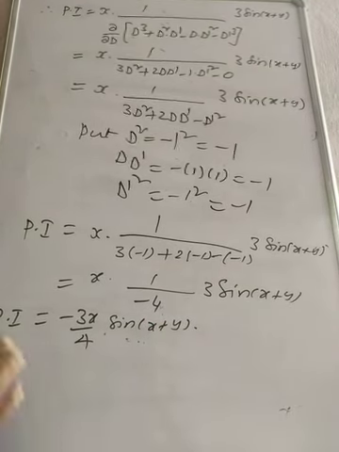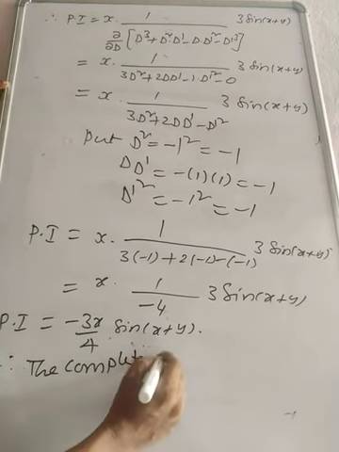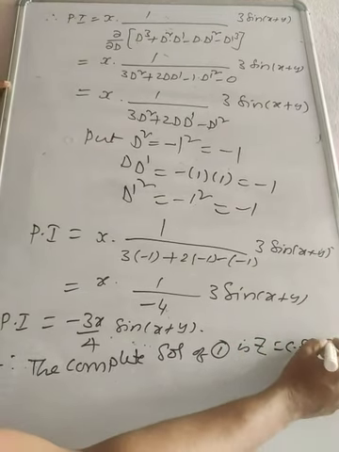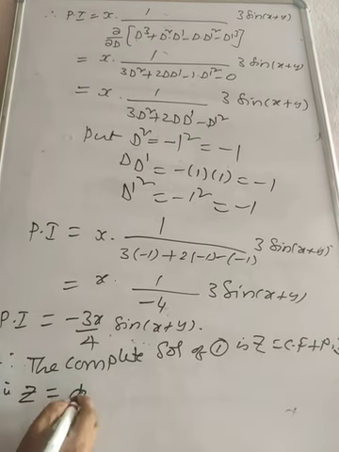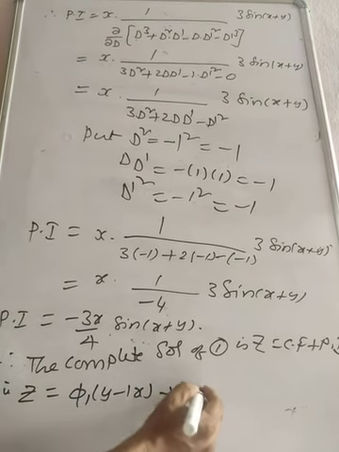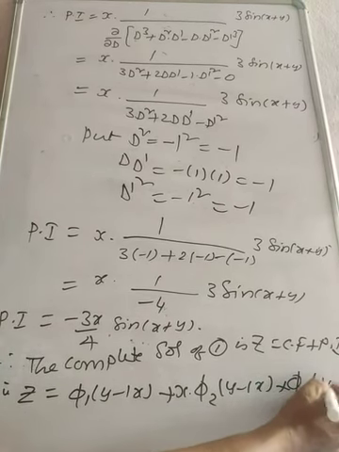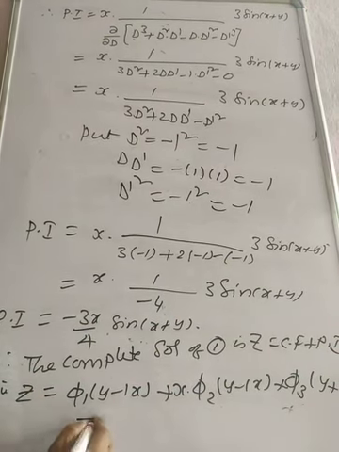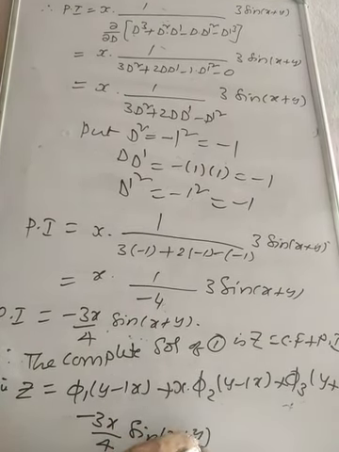This is the particular integral. Now write the complete solution. Therefore the complete solution of 1 is z = complementary function plus particular integral. That is z = φ1(y − x) + xφ2(y − x) + φ3(y + x), this is the complementary function, plus the particular integral, −3x/4 sin(x + y). Thank you.